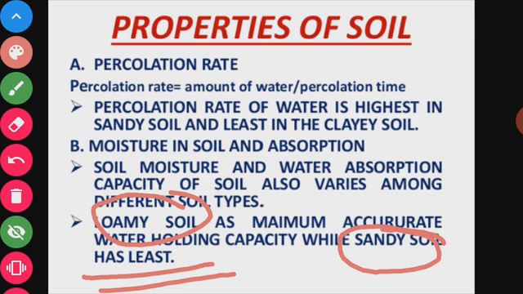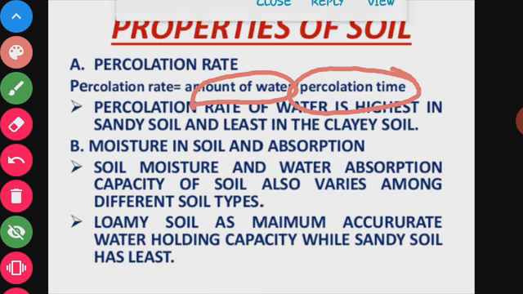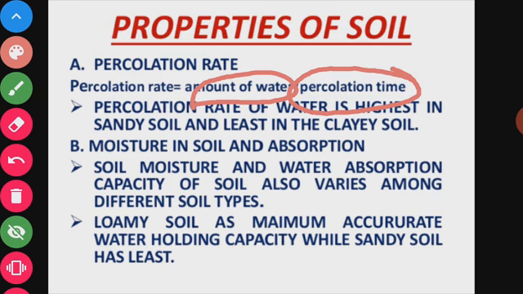The third property of the soil is percolation rate. What is percolation rate? The rate at which water is absorbed by the soil is called percolation rate. Or we can say that percolation rate is equal to the amount of water divided by percolation time.